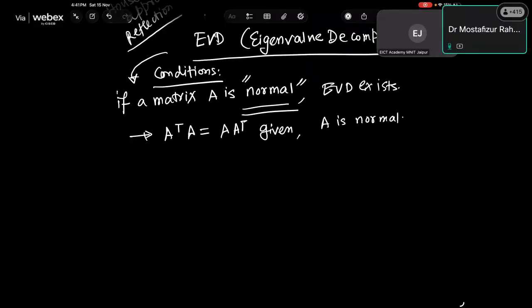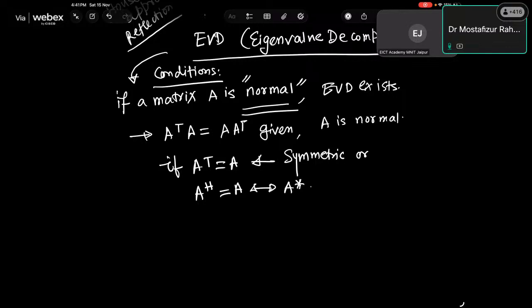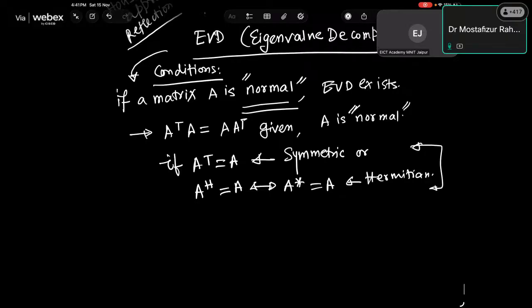A simpler condition is if A is Hermitian, that means A transpose equals A, that is, a symmetric matrix, or A Hermitian equals A. This is also written as A star equals A. Same thing. This is called the Hermitian condition. Symmetric and Hermitian conditions are looser, but the more mathematically concrete condition is the normal matrix condition, that is, A star A equals A A star. Then EVD exists.